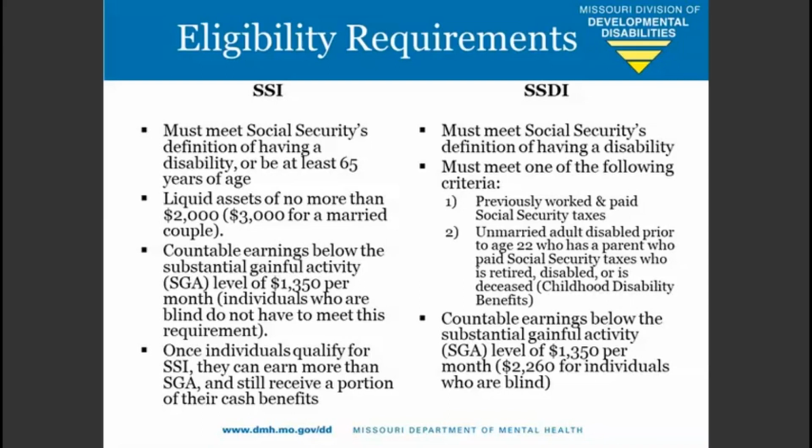Countable earnings for substantial gainful activity of $1,350 per month. Again, individuals who are blind, they don't have to meet that requirement. They have a higher threshold. So this kind of, again, goes to the severity of that disability. Once an individual qualifies for SSI, once they're determined eligible, then that substantial gainful activity doesn't apply anymore.